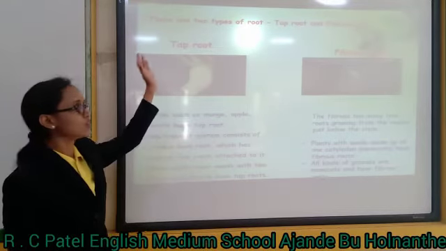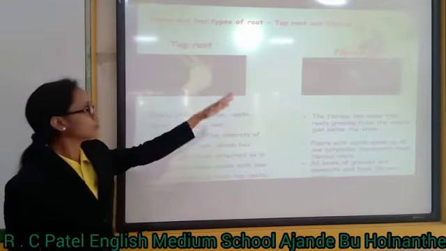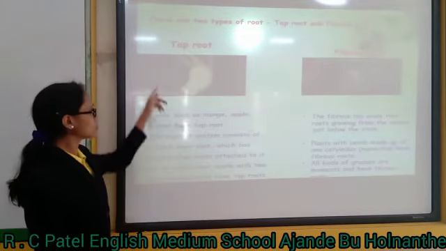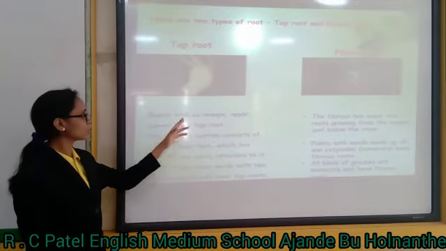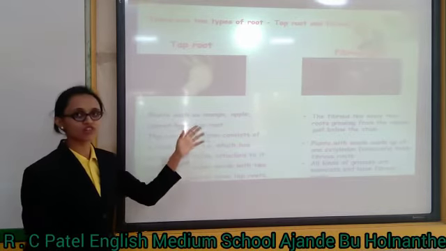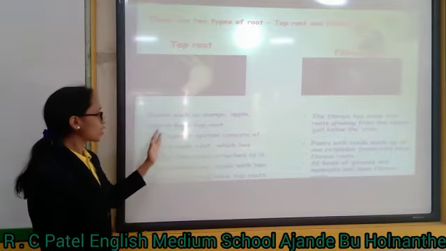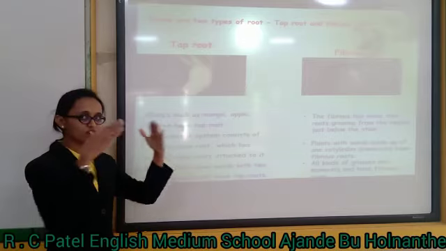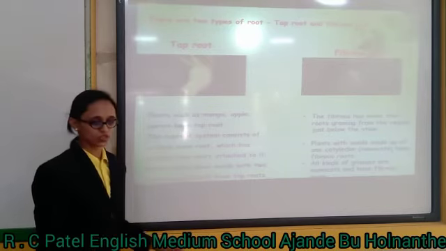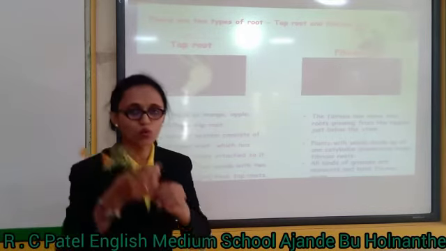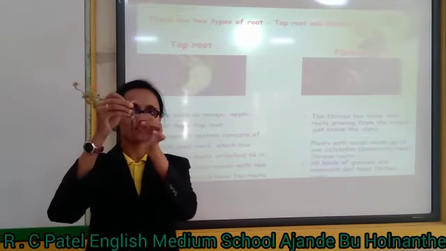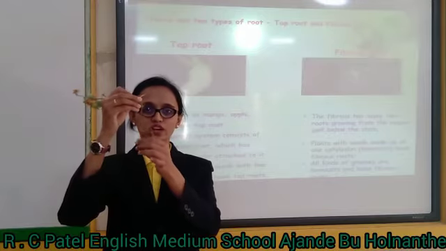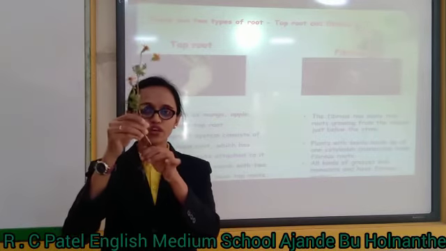Now see, there are two types of root, that is taproot and fibrous root. Now let us see the taproot. Plants such as mango, apple and carrot have the taproot. The taproot system consists of a thick main root which has several fine roots attached to it. This type of root is known as taproot.